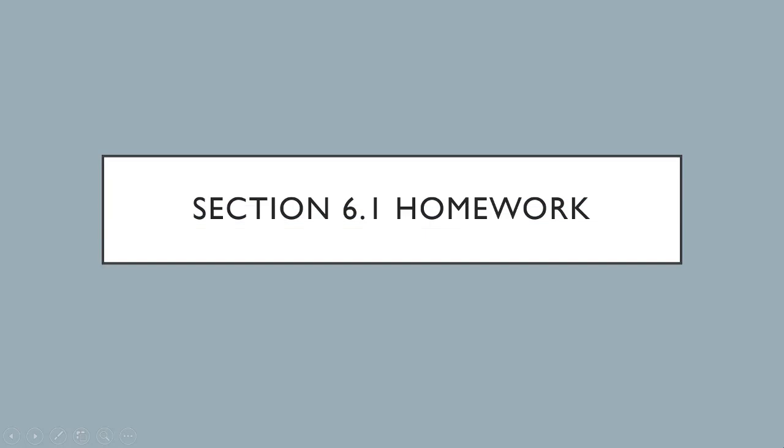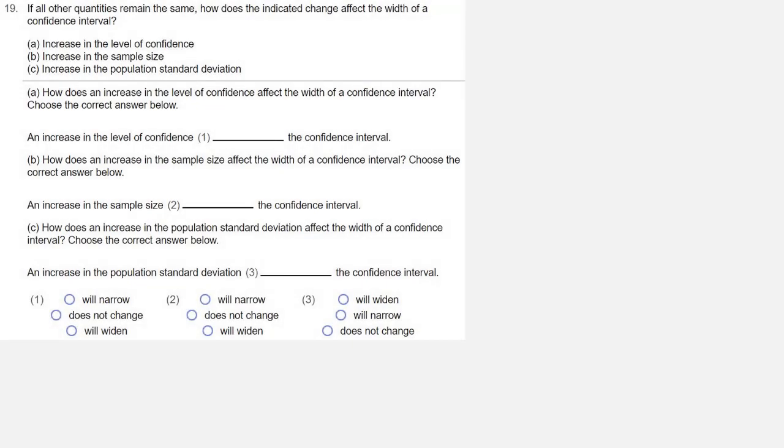We're looking at homework from section 6.1. This is question number 19. If all other quantities remain the same, how does the indicated change affect the width of the confidence interval?